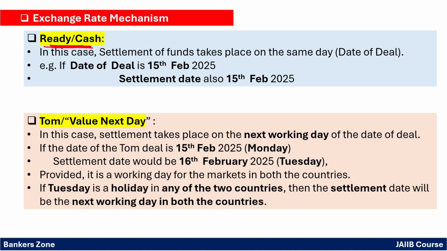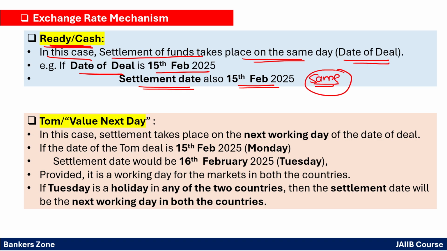Cash or ready contract. In this case, settlement of the fund will take place on the same day, that is the date of the deal. If the date of the deal is 15th February, then settlement will also take place on 15th February itself. That means the same day. When it is the same day, it is called a ready basis or cash basis transaction.